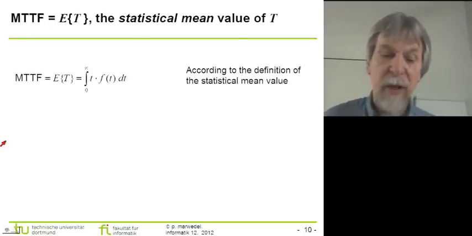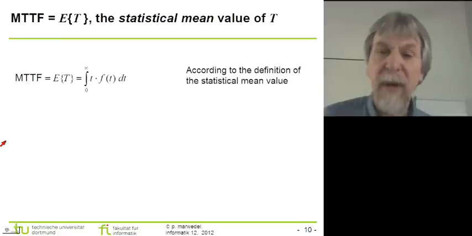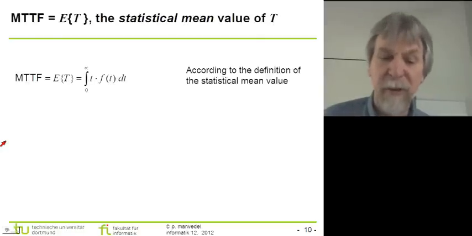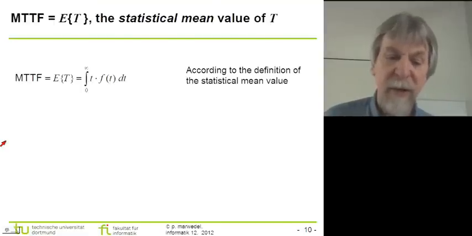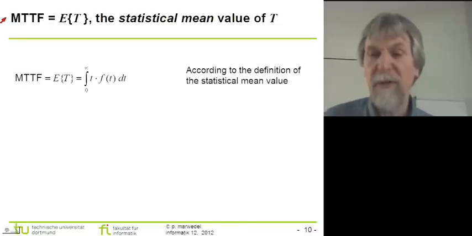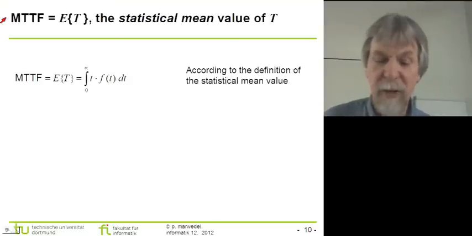Now, in many contexts, it's important to consider the time for which we can expect to use a certain system. And this time is reflected by one term which is called MTTF. The MTTF is the statistical mean value of t. That means the amount of time after which, on the average, our system actually fails.